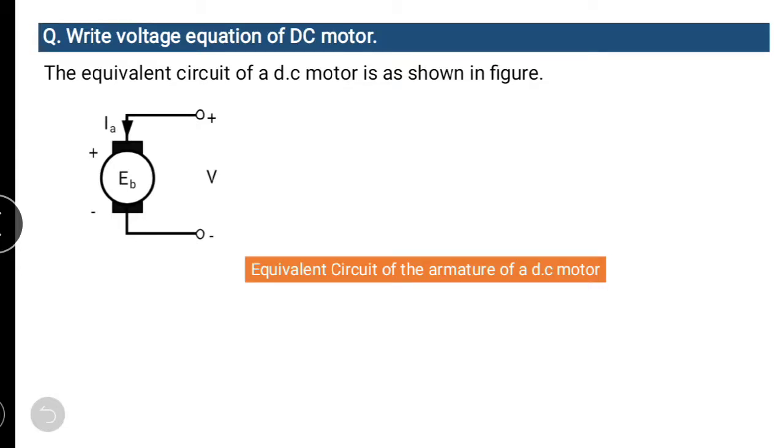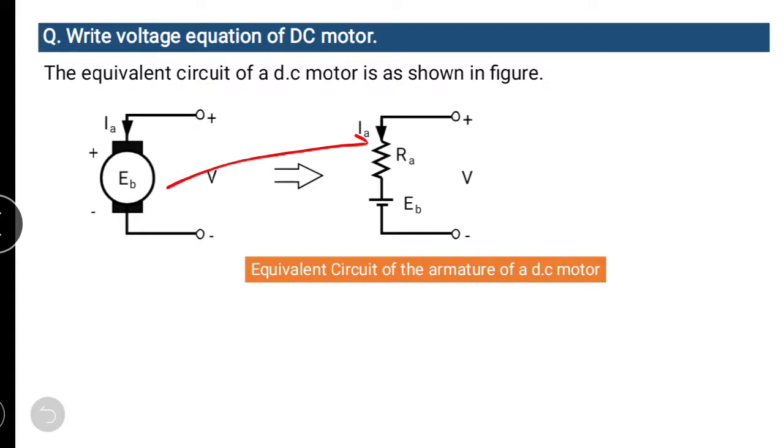We have considered the armature circuit. In the armature circuit, what is there? EB is the back EMF, and IA is the current, whose direction is from the voltage applied to the terminals towards the back EMF. When we extend this circuit, it looks like this, where RA is the armature resistance, and this equivalent circuit may be replaced by this circuit.